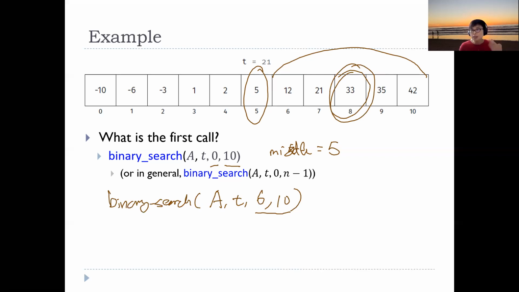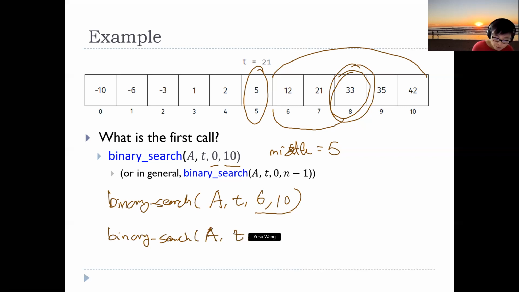So you ask, is t smaller than 33? In this case, it's smaller than 33. So that means that now we have to go to the left portion of this. Okay, and in this case, the next call, using the algorithm, is from 6 to the middle, which is 8. That's what our algorithm says. So that's the next one you call.